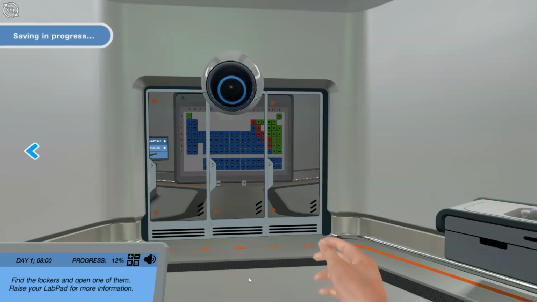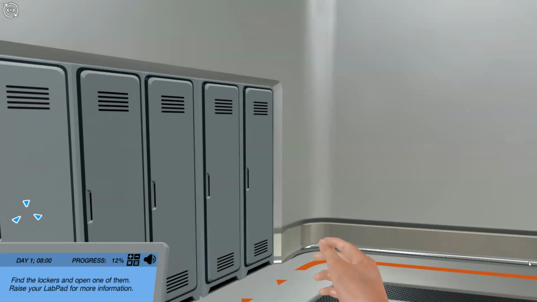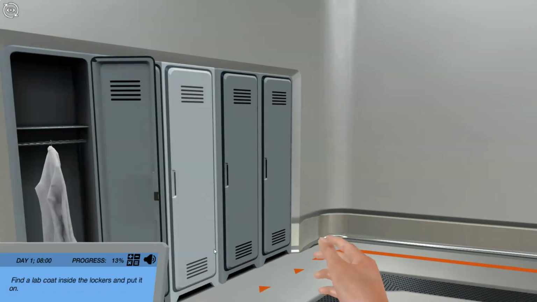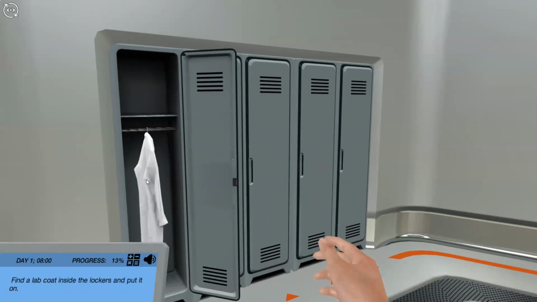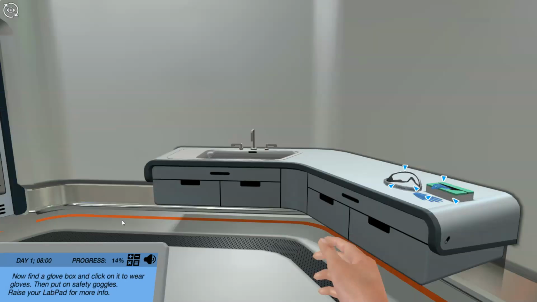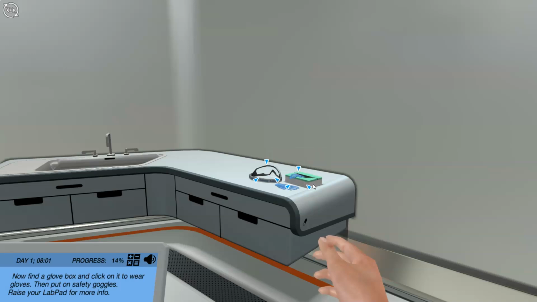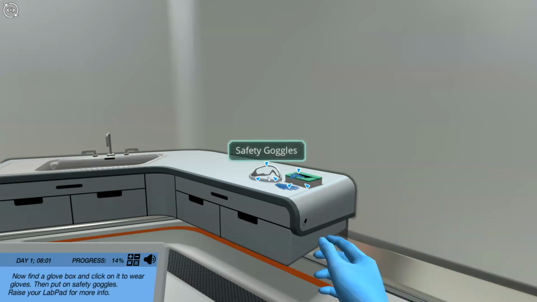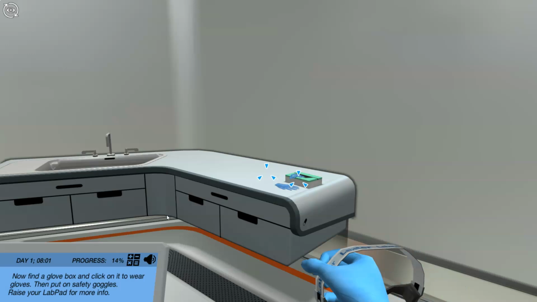Find the lockers and open one of them. Raise your lab pad for more information. Find a lab coat inside the lockers and put it on. Now find a glove box and click on it to wear gloves. Then put on safety goggles. Raise your lab pad for more info. Enter the lab.